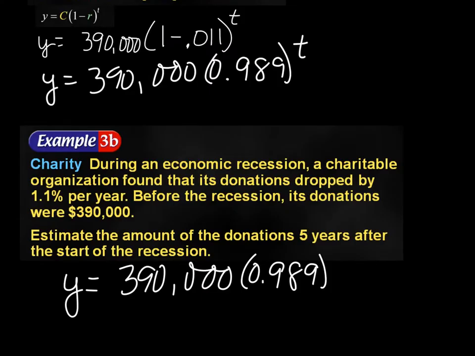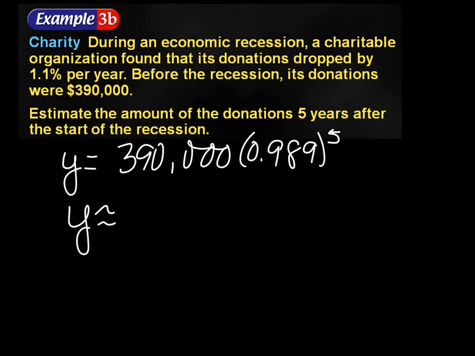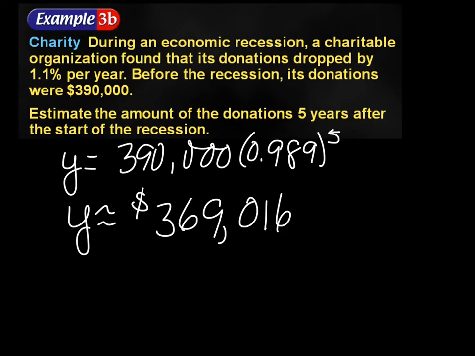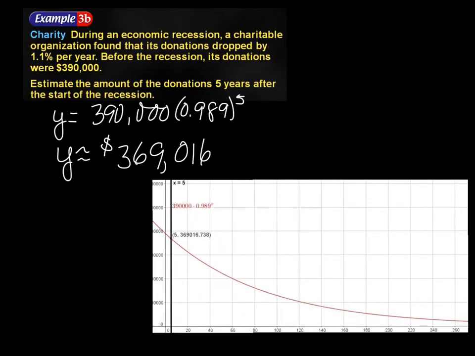Next, they want us to estimate the amount of donations 5 years after the start of the recession. Okay, so we're going to estimate using the calculator and the exponent key. It's going to be down to about $369,116. This problem could have been solved graphically using GeoGebra as well. I thought you might be interested to see the difference between an exponential growth and exponential decay function.